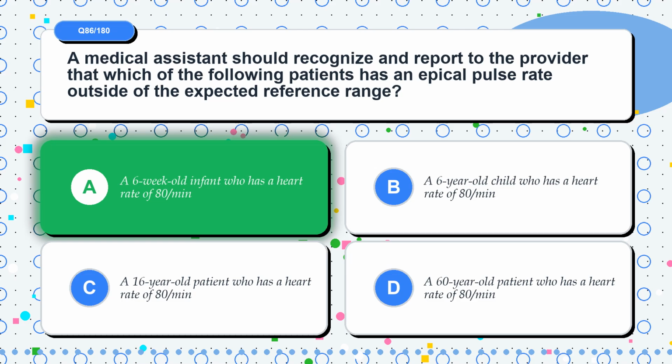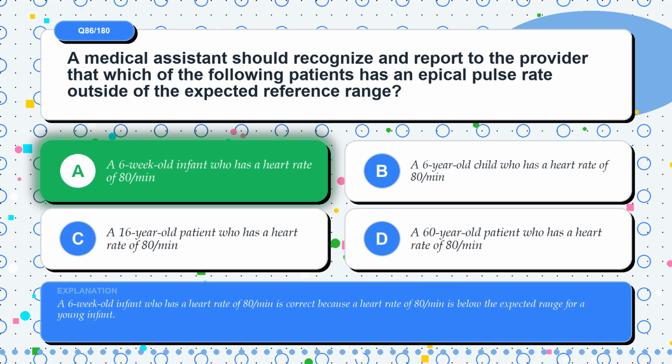The correct answer is option A. A 6-week-old infant who has a heart rate of 80/min. A 6-week-old infant who has a heart rate of 80/min is correct because a heart rate of 80/min is below the expected range for a young infant.